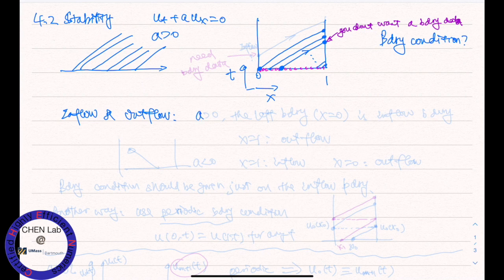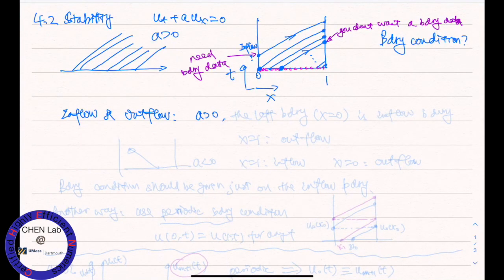When a is larger than 0, the information is traveling to the right. The left boundary is the inflow, so the information is coming from there. You do need to specify the value here, otherwise you don't know how this would be traveled. You need boundary data for that location. For the one on the right, you don't need the boundary data.